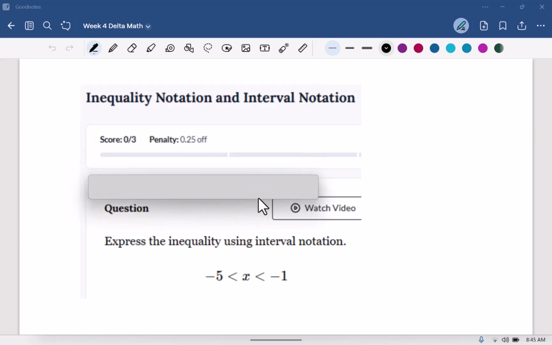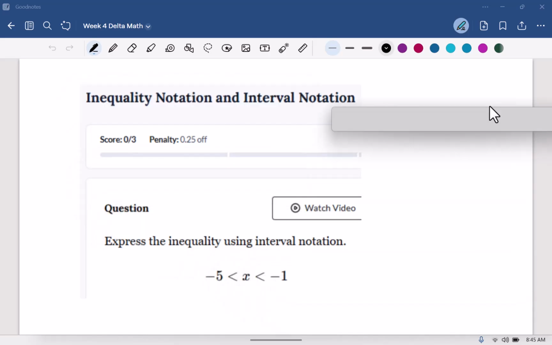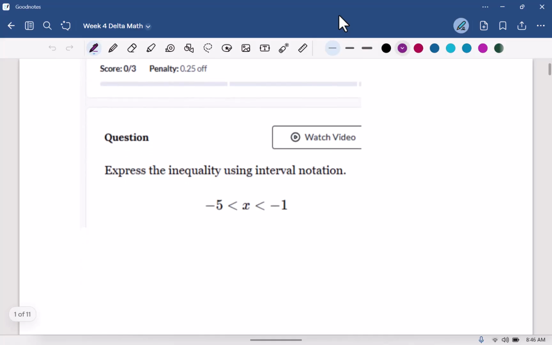Alrighty, I'm just going to go through this Delta Math as fast as possible, actually. So the first section says express using interval notation. I have no brackets, so it's just -5 comma -1.